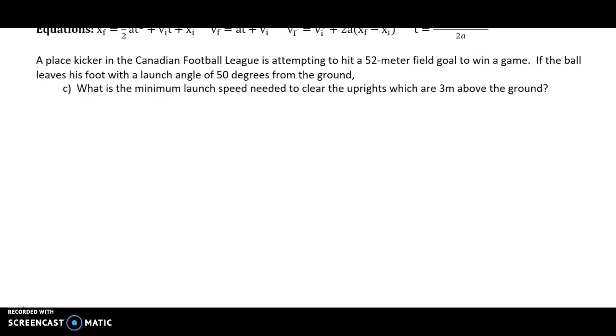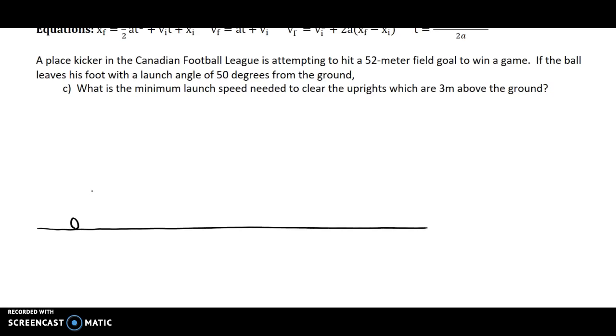In this variation of a problem we did in the first two parts of the video, we're trying to find the minimum launch speed needed in order to clear the uprights. So as opposed to finding how much it'll clear the uprights by, we're now trying to find that initial velocity. So again, if I redraw my diagram, you have a ball leaving the ground.